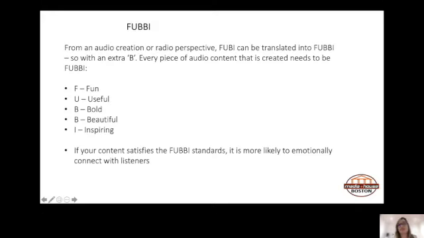Every piece of content that is created needs to follow this Fabi approach. Okay, so every piece of content needs to be fun, useful, bold, beautiful, and inspiring. If your content satisfies the Fabi standards, it is more likely to emotionally connect with listeners. So there's quite a lot, again, that we're taking into consideration from all factors.